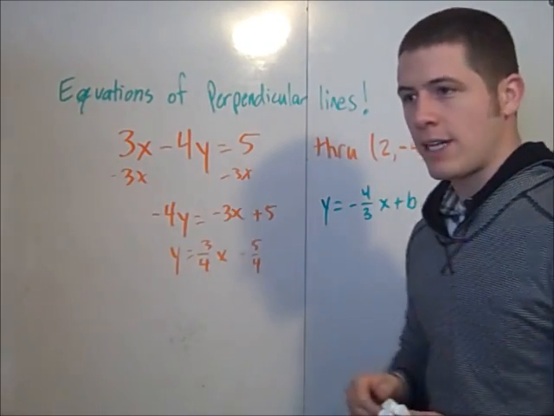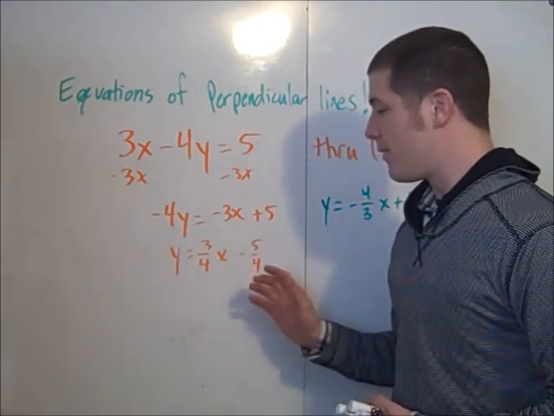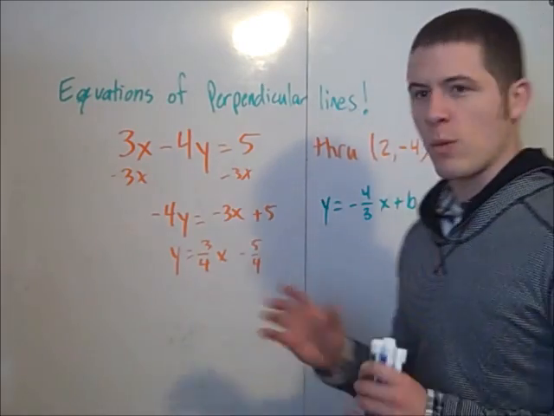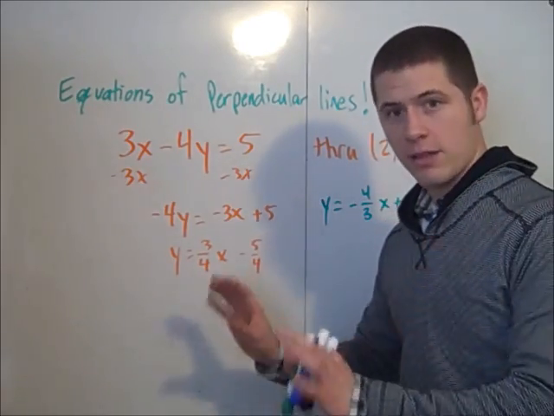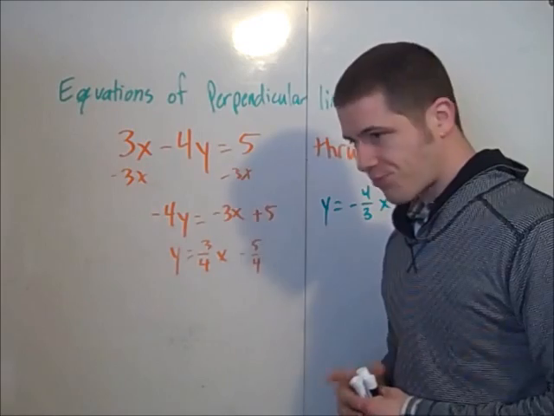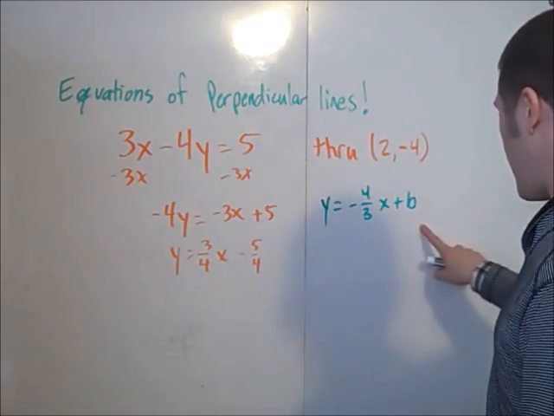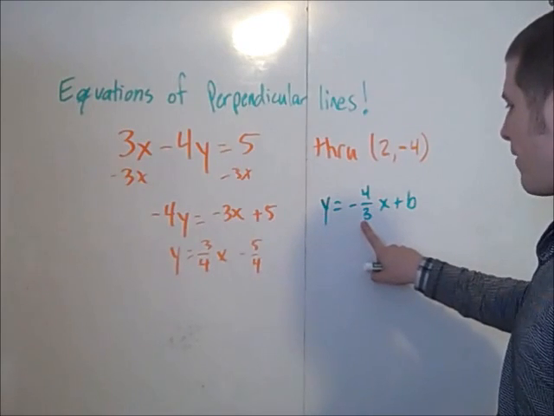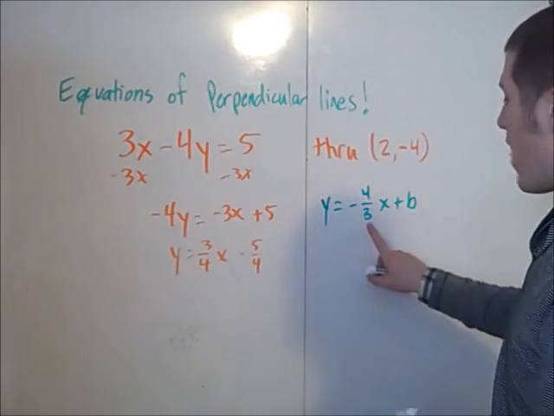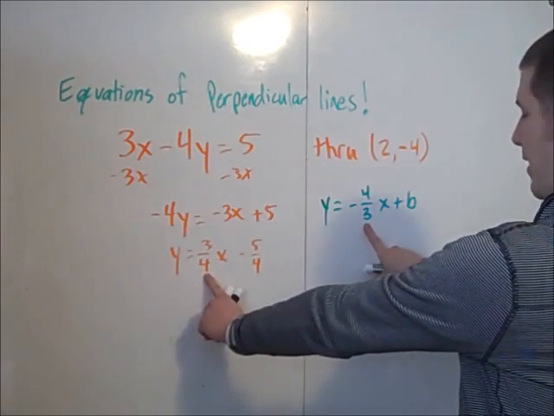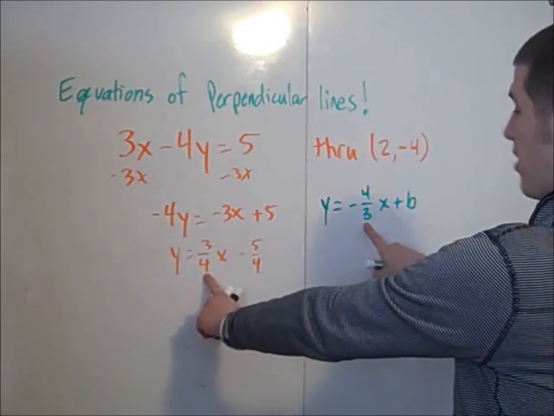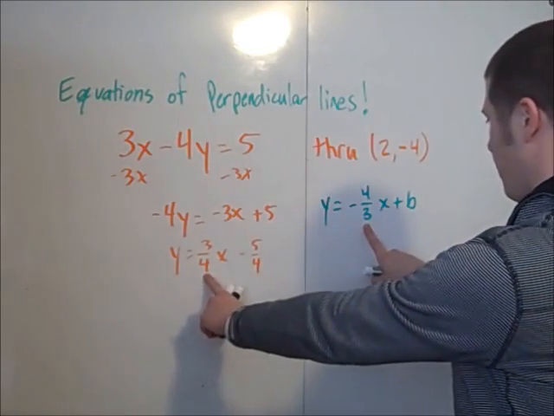Now I'm focusing here on slope-intercept form. If you're working with point-slope form, you can just plug in this point using that slope. But I'm going to work with slope-intercept form. So we know that our equation has to be of this form, y equals negative 4/3 x plus b. That is because 3/4 and negative 4/3 are opposite reciprocals. The product of those two numbers is negative 1.